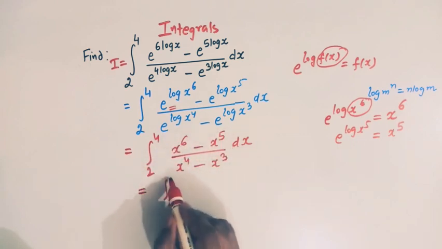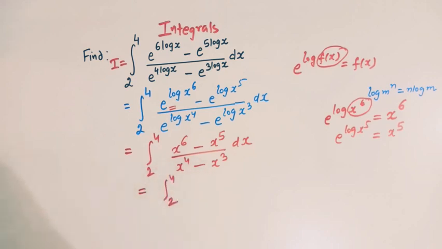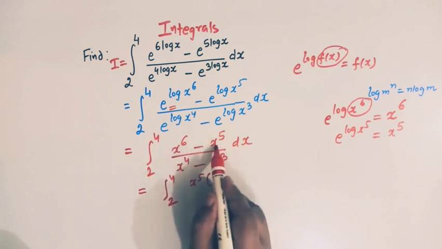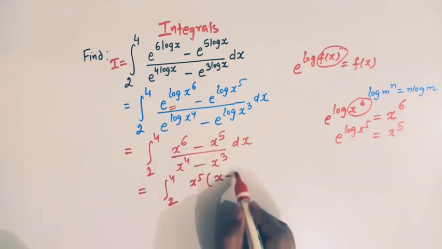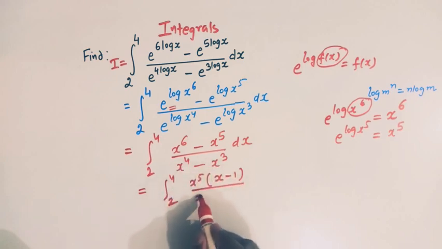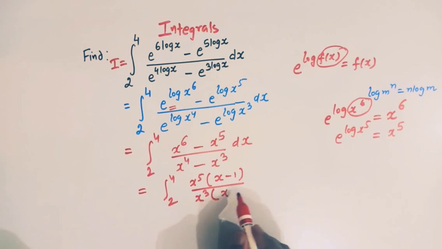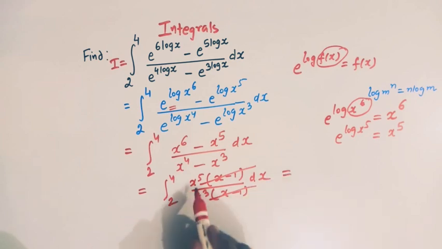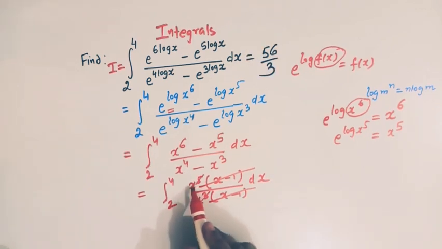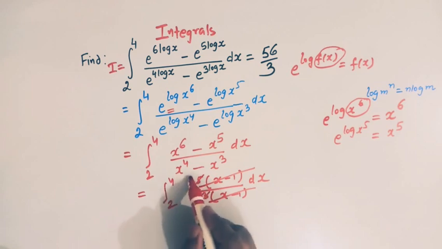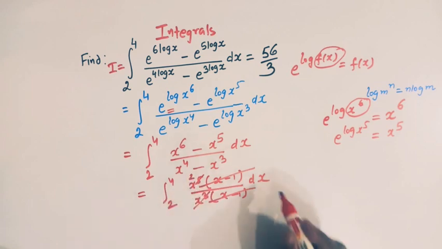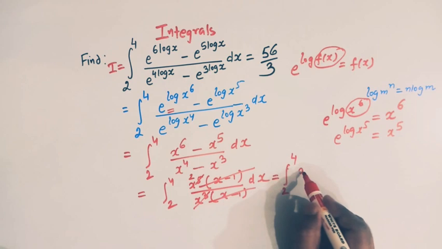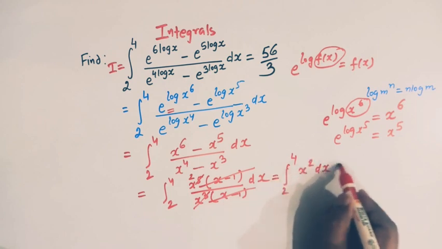Okay, so now we have the integral from 2 to 4, and taking x raised to 5 common from the numerator, we have x plus 1, then in the denominator we have x cube as a common term, so we have x minus 1 dx. x minus 1 and x minus 1 get cancelled, and x cube and x to the 5 get cancelled, and here we are left with power 2, right? So now we can write the integral from 2 to 4, and here we have x square dx, right?